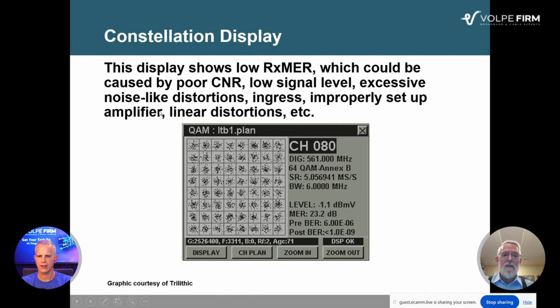There could be excessive noise-like distortions. Maybe an amplifier is turned up too high on its output, and the noise-like distortions are causing this spreading in the RxMER. Maybe it's group delay distortion, a type of linear distortion, and you can't see that on a spectrum analyzer. And perhaps the group delay is so severe, even the adaptive equalizer in the QAM receiver can't fix it or compensate for it. Maybe there's ingress. Perhaps there's an improperly set up amplifier.